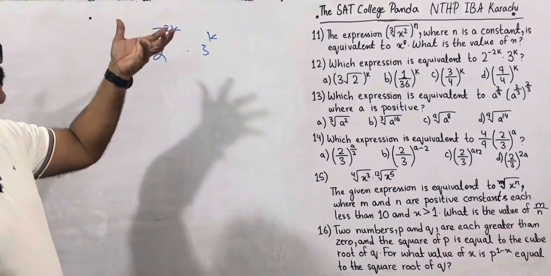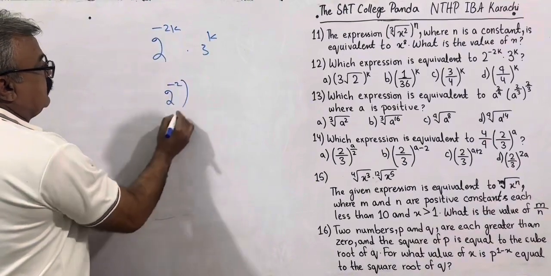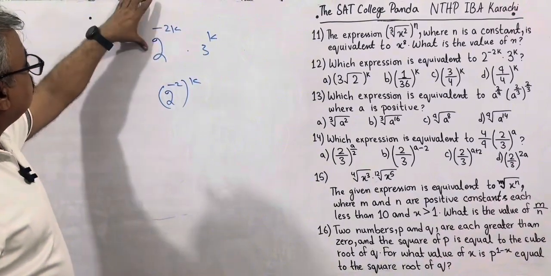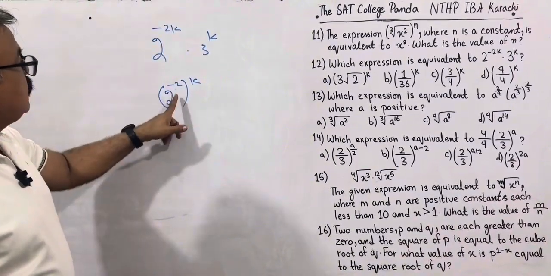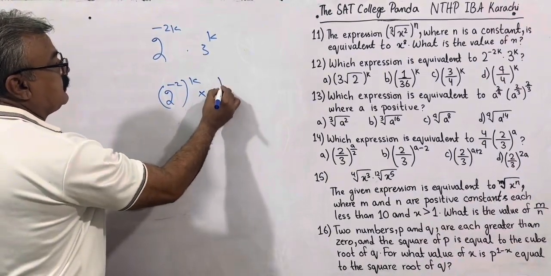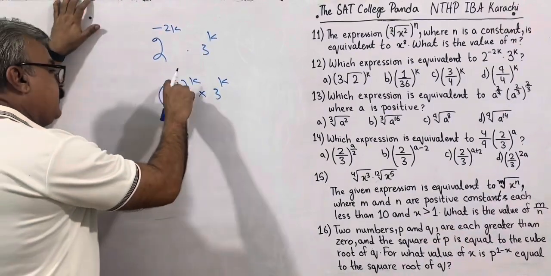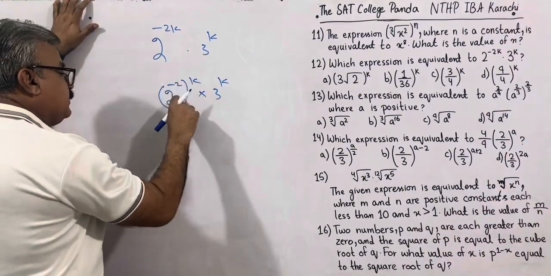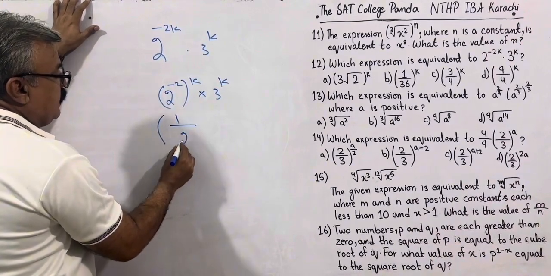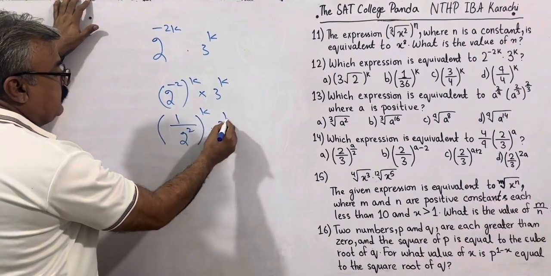Single term raised to k: 2 raised to negative 2 times k, times 3 raised to k. Now just take this portion. Turn the negative exponent to positive. It can be written as 1 over 2 squared, raised to k, times 3 raised to k.